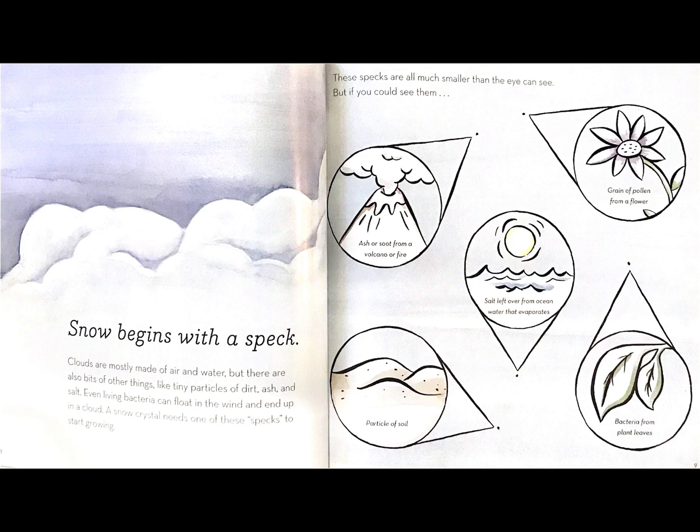These specks are all much smaller than the eye can see, but if you could see them, so let's look and see how the illustrator zoomed in on those little specks and is showing us that those little specks could be ash or soot from a volcano or fire, a particle of soil, salt left over from ocean water that evaporates, grains of pollen from a flower, and bacteria from plant leaves. When I first read this book, I was so surprised with all of that.